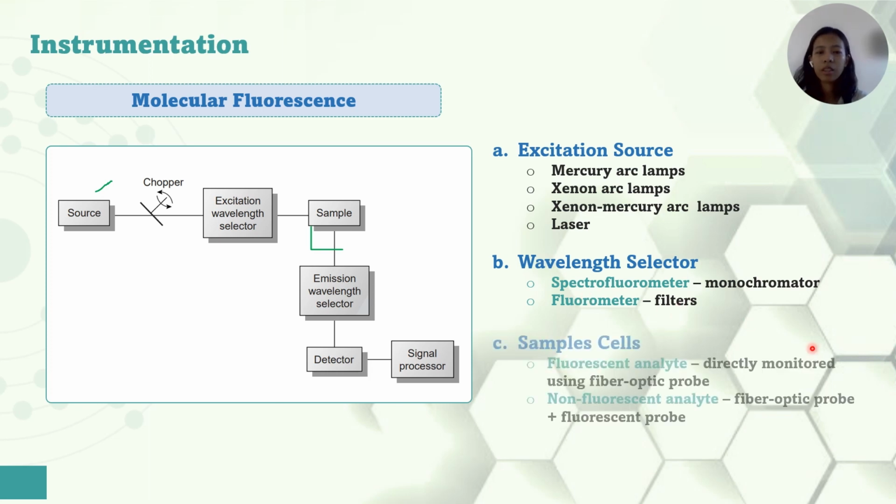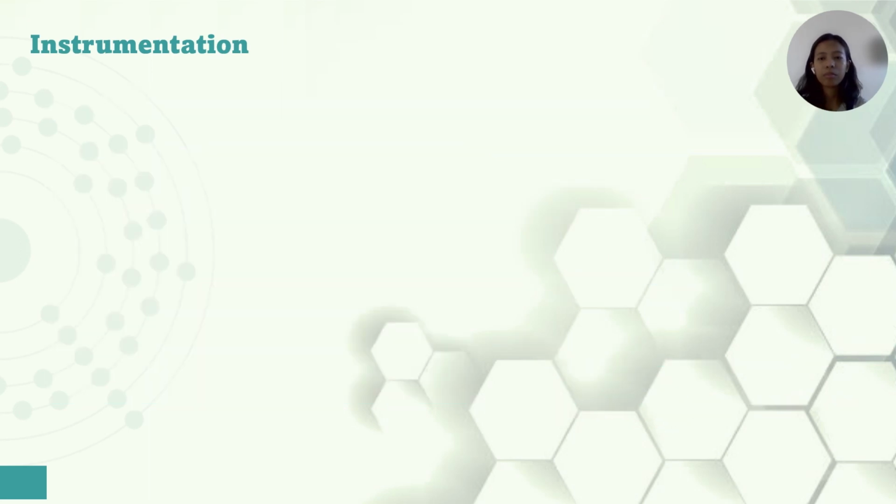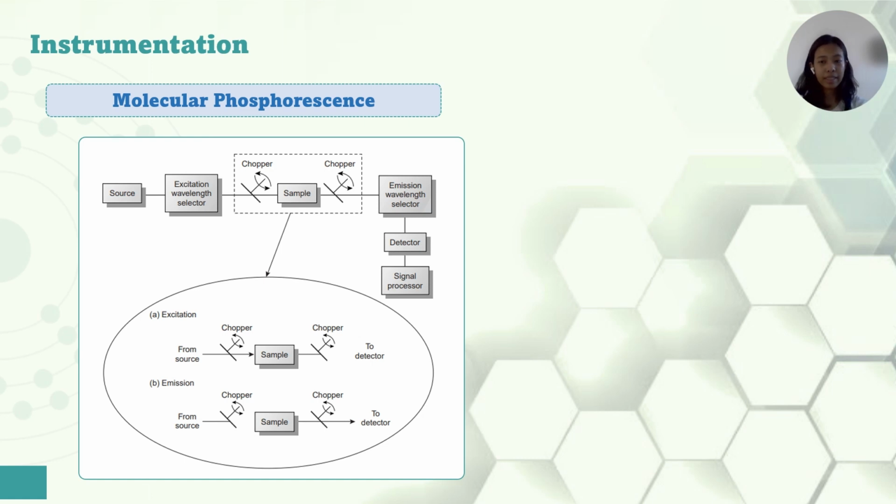Moving to the sample cells, fluorescent analytes are measured using a fiber optic probe, while an addition of a fluorescent probe is utilized for non-fluorescent analytes. What differs phosphorescence instrumentation from fluorescence is the two choppers that are positioned with the sample in between them. This is to delay the process of absorbing and emitting light to prevent fluorescence emission and rather produce phosphorescence.